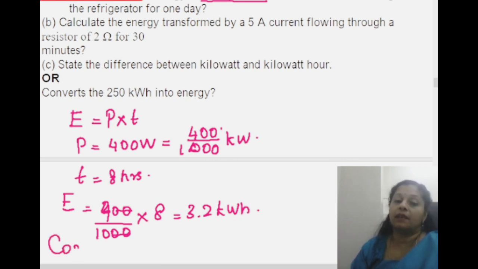So the cost, for 1 day, will be 3.2 into rupees 5 per kilowatt hour, which is 60 rupees.